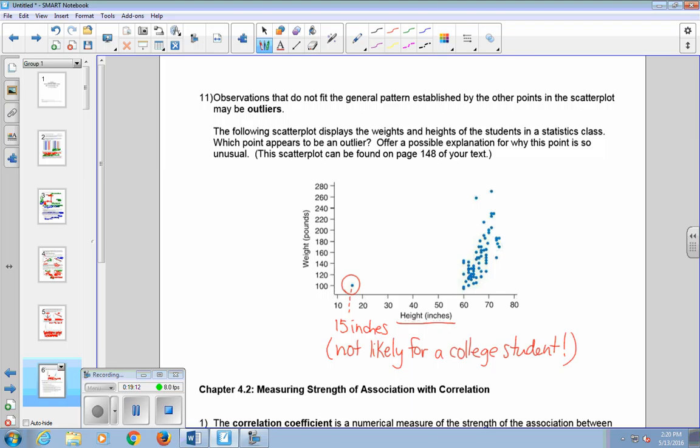But the idea, again, is that it doesn't really fit the pattern established by the other points. So if we look more closely at the other points, there seems to be an upward trend here. And this point, again, seems to be unusual in comparison. It doesn't fit that trend.